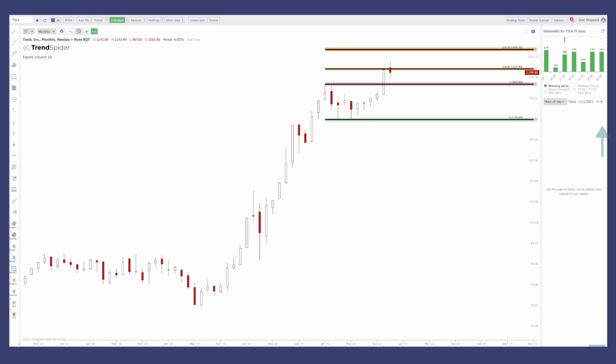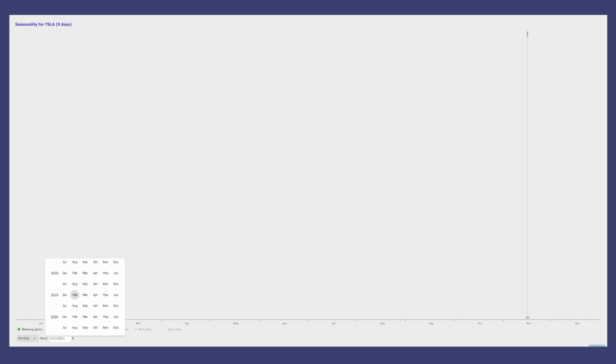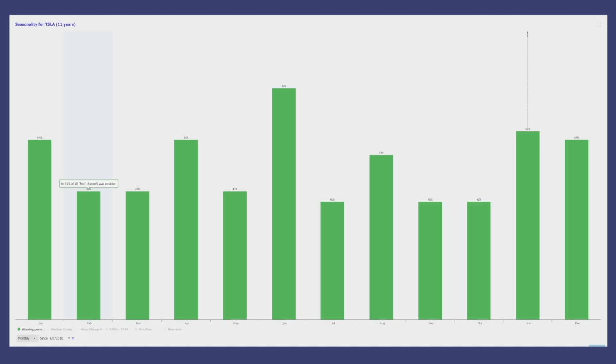So one thing that I want to go over in a little more detail as well is the actual graph here and these bars and what all these different variables mean. So if you want to look at month of the year, let's go for Tesla since 2010, which was the IPO. You'll be able to see these different months and their win rates. So you can see June has an 82% win rate, definitely the strongest month of the year.